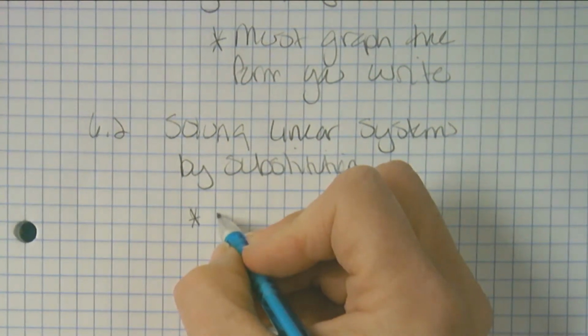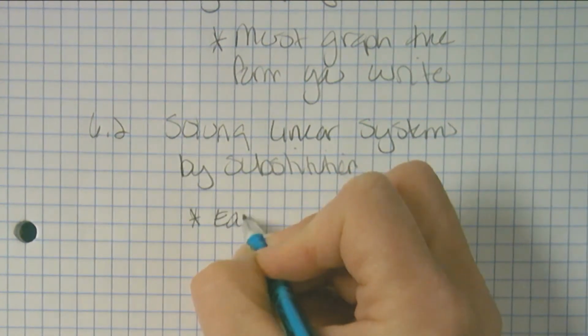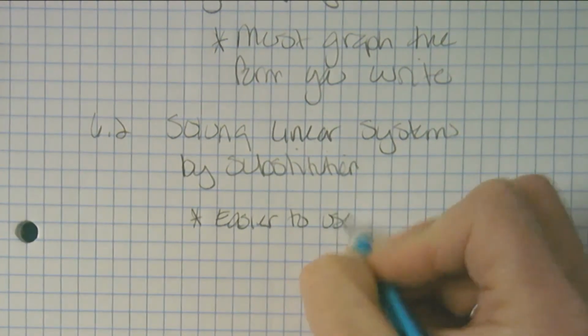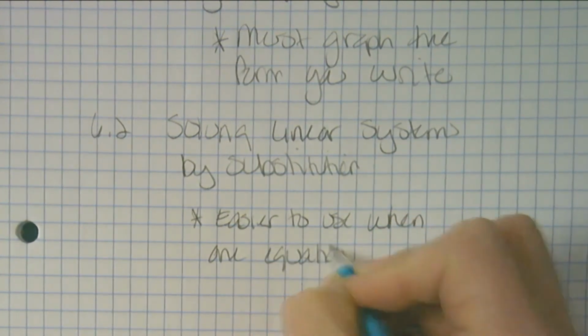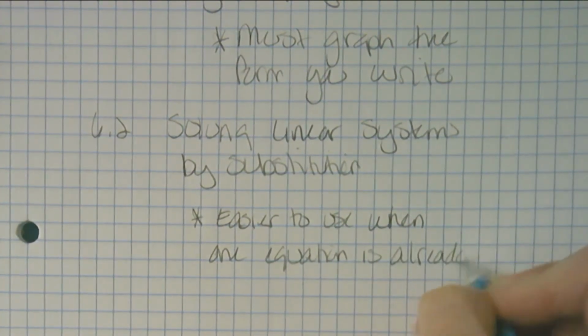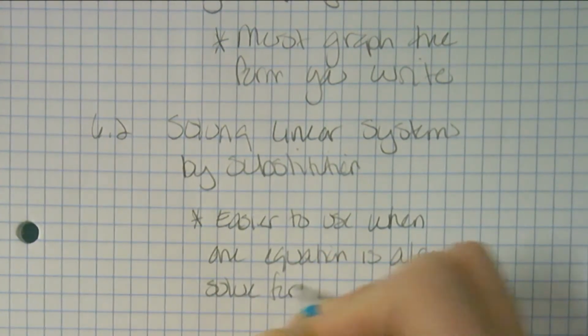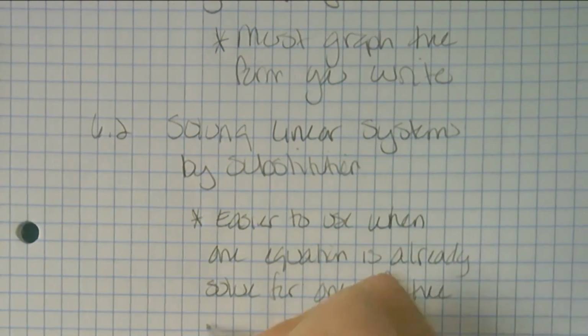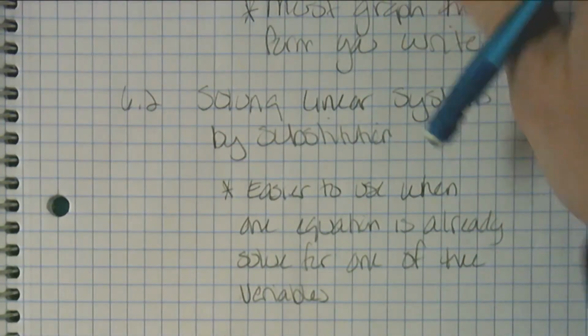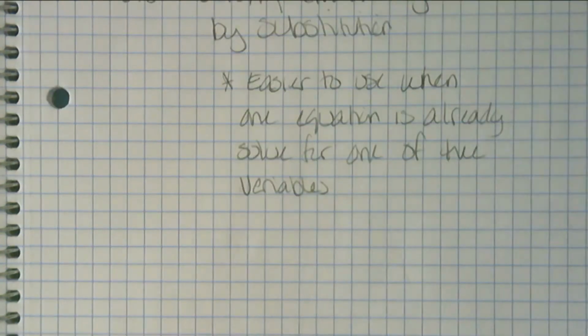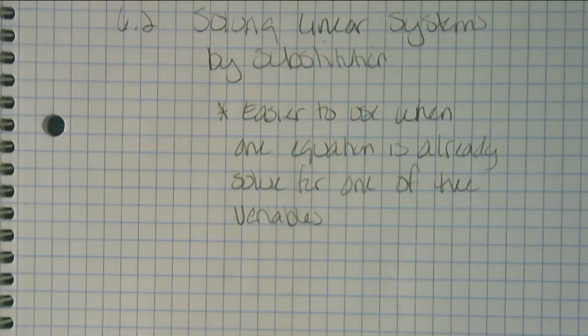This is easier to use when one equation is already solved for one of the variables. I feel like that's kind of what I would say. When one of the equations is already solved for one of the variables, or you have a standard form equation and a slope-intercept, or two slope-intercept, I feel like solving by substitution is easier because there's not quite as much work to do.